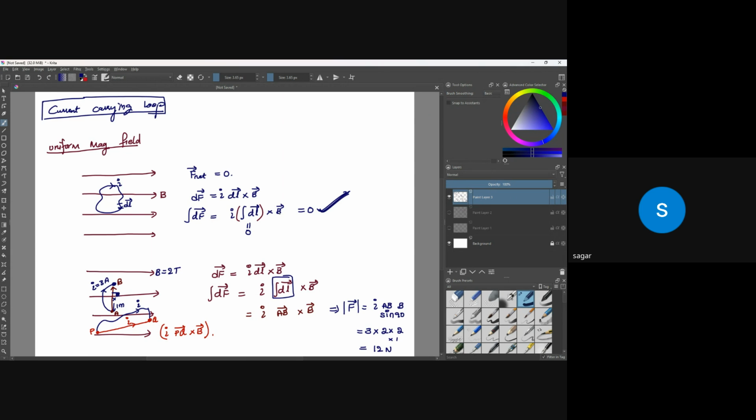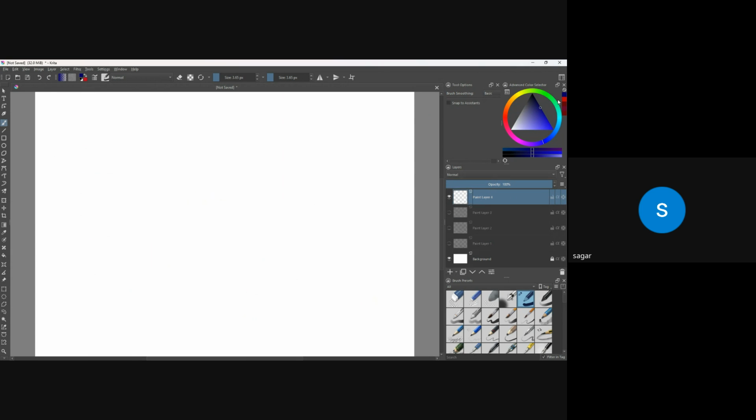Now the next formula that you need to know about this is the net torque, the torque acting on a current carrying loop placed in a uniform magnetic field. I'm not going to prove it here. I'll just show you how you will get a formula and how to use it. The torque acting on a current carrying loop is I into A bar cross B bar. Now what is A bar? The area of the loop.